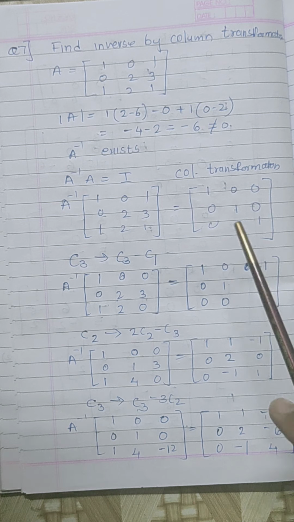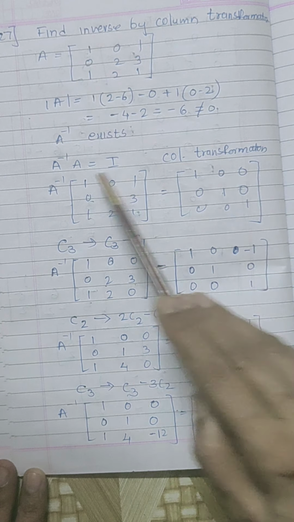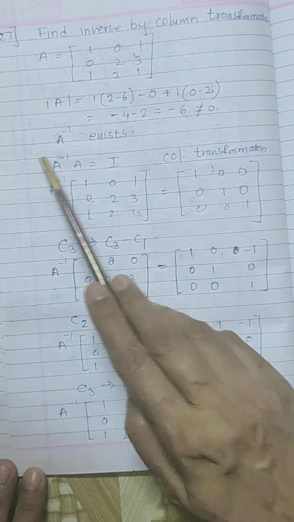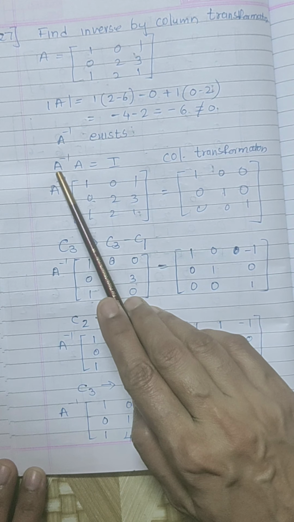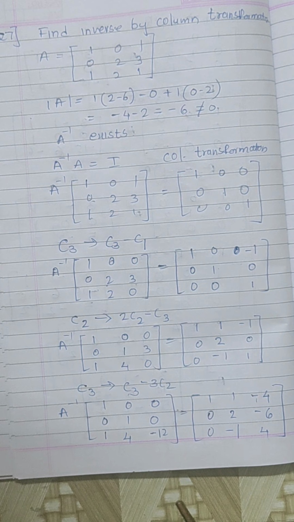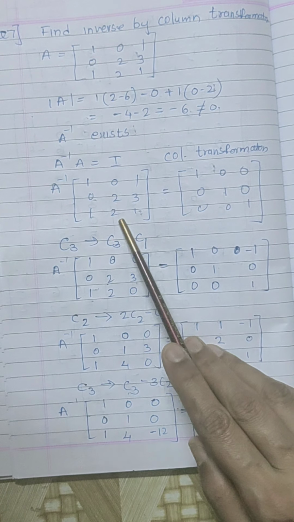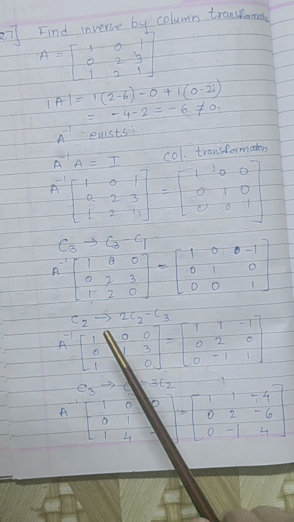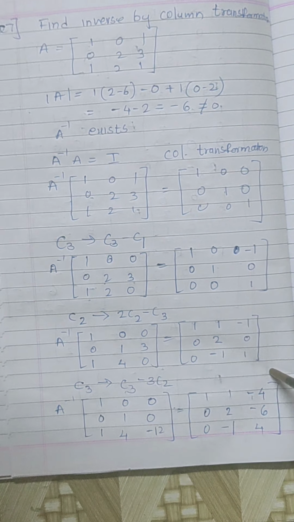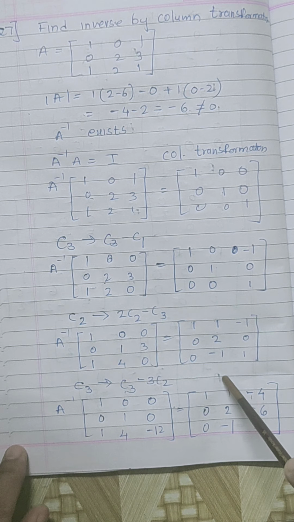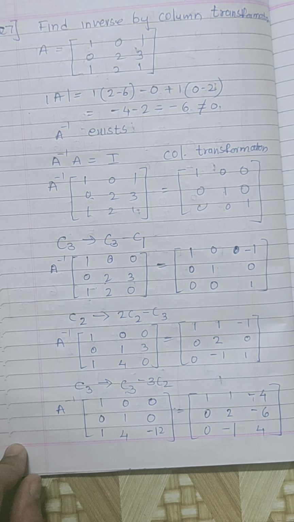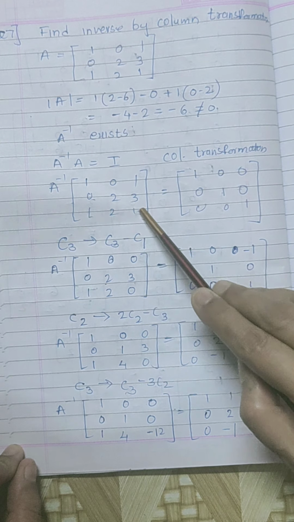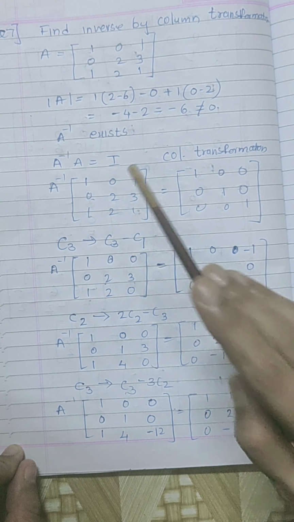Now see the formula for column transformation. The formula for column transformation is A inverse into A is equal to I. For row it was A into A inverse is equal to I. So here first you will take A inverse and then A. So write A inverse and this A matrix as it is, and I means the 3 by 3 identity matrix. Now remember, column transformation means you have to do transformation on columns only. Now first see here, this you have to convert into 1 and this all you have to convert into 0.